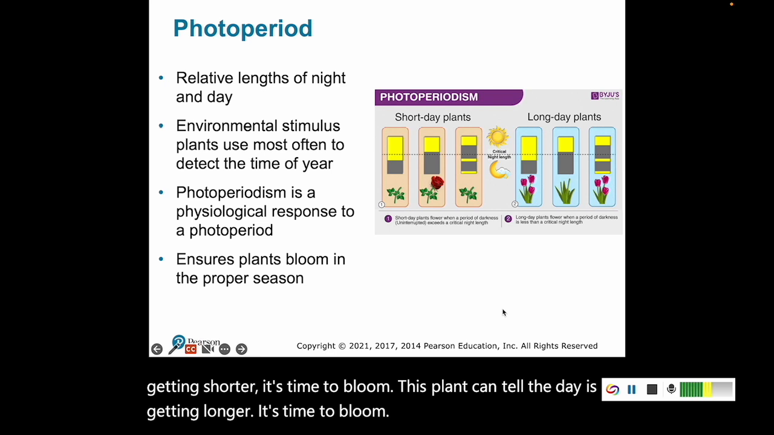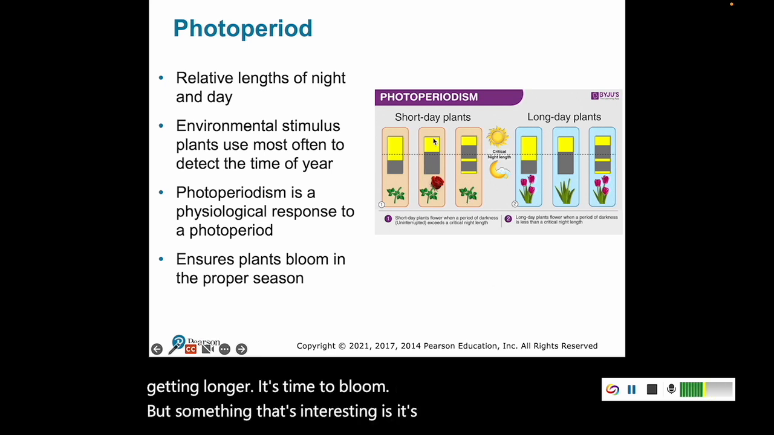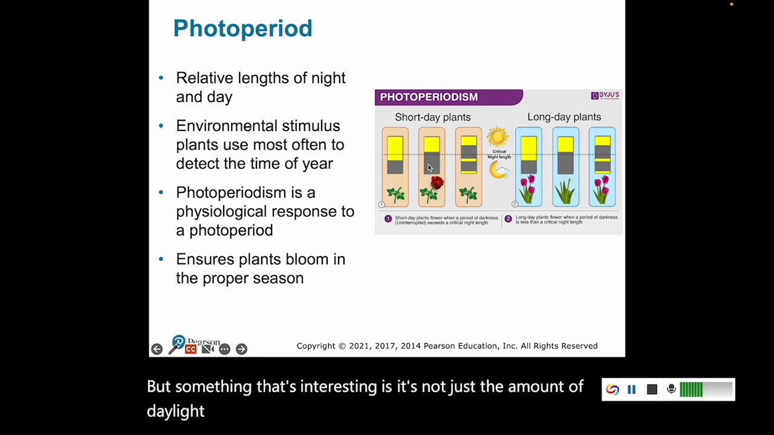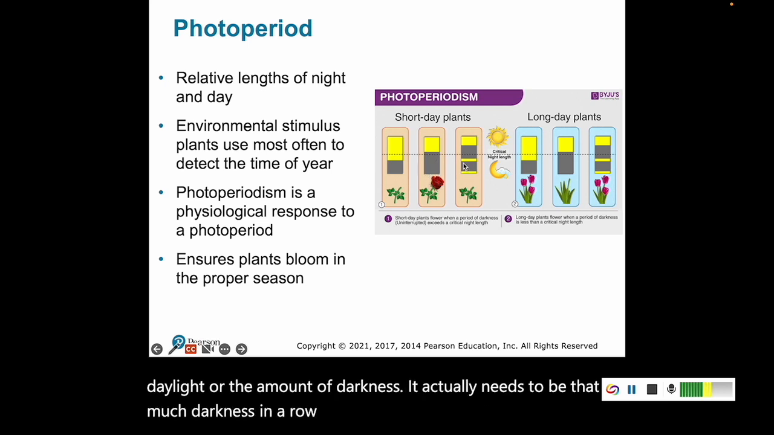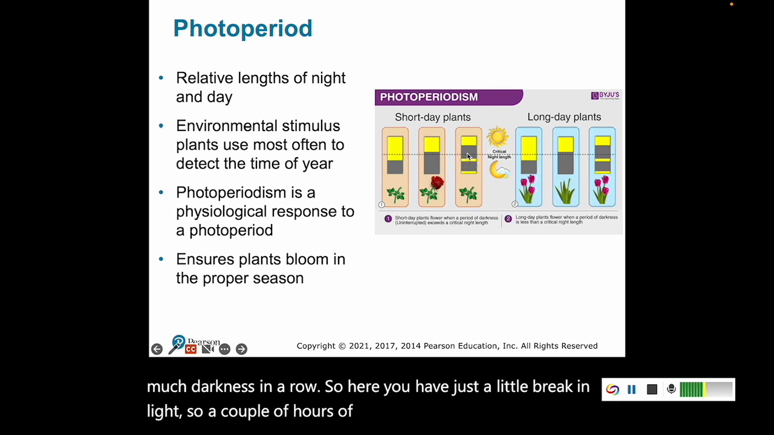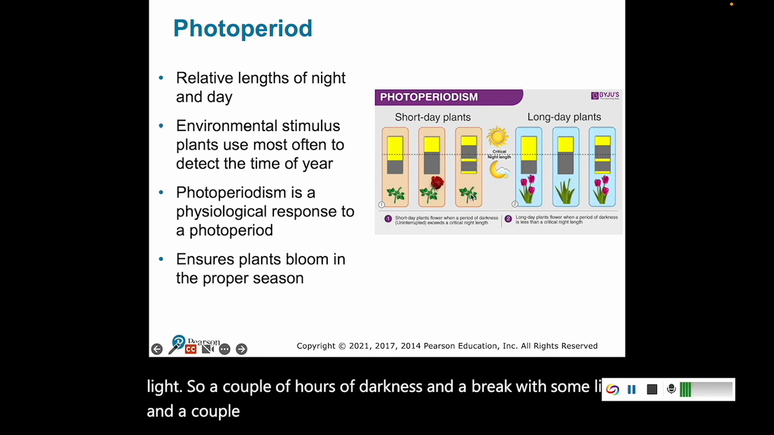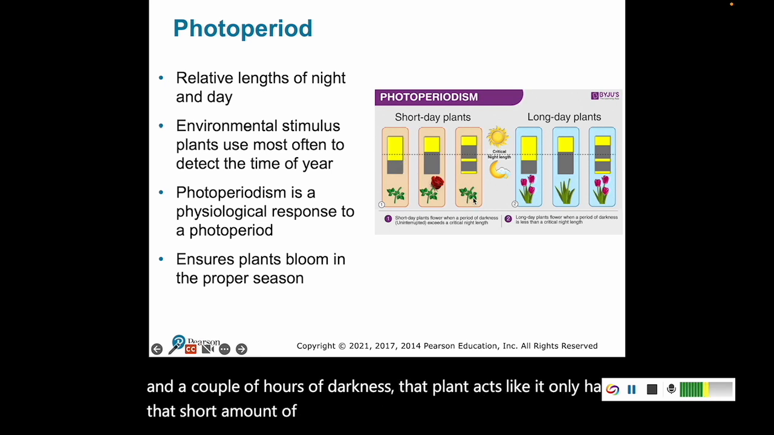But something that's interesting is it's not just the amount of daylight or the amount of darkness. It actually needs to be that much darkness in a row. So here you have just a little break in light. So a couple of hours of darkness, then a break with some light, and a couple of hours of darkness. That plant acts like it only had that short amount of darkness. So it acts by how long of darkness it had with a break.